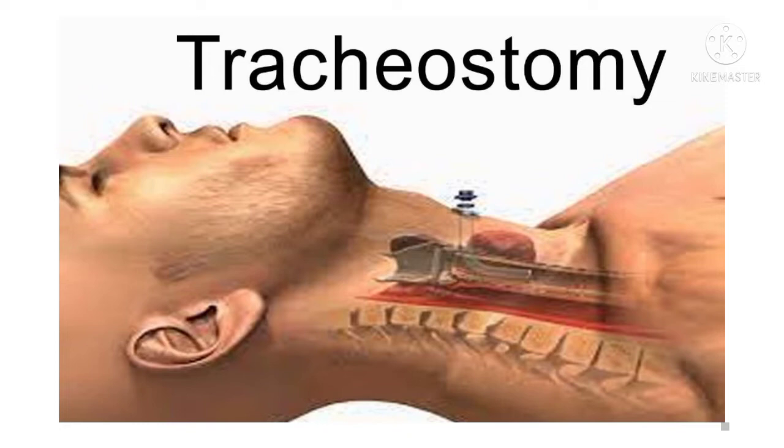Types of surgical airway: 1. Elective tracheostomy. 2. Emergency tracheostomy. 3. Cricothyroidotomy or mini tracheostomy. 4. Percutaneous dilational tracheostomy. Cricothyroidotomy is a procedure for opening the airway through the cricothyroid membrane.